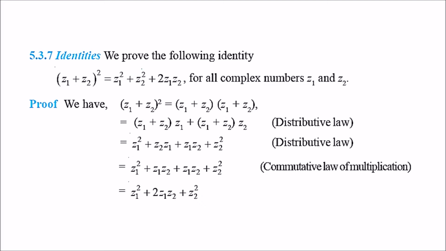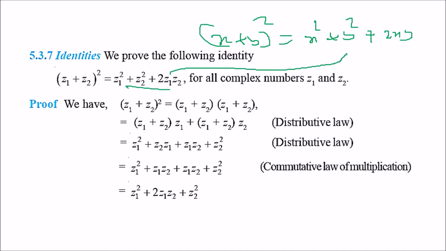Okay. So we can prove certain identities, and you know that x plus y whole square is what? x square plus y square plus 2xy. But the case of complex numbers is somewhat different, though these two equations seem to be exactly similar. But let us see. Z1 plus Z2 whole square is what? Take this and take this, because this is square. Now just use the distributive law. Z1 into this one and Z2 into this one. Now multiply inside. Z1 square, Z2 Z1, Z1 Z2, Z2 square.